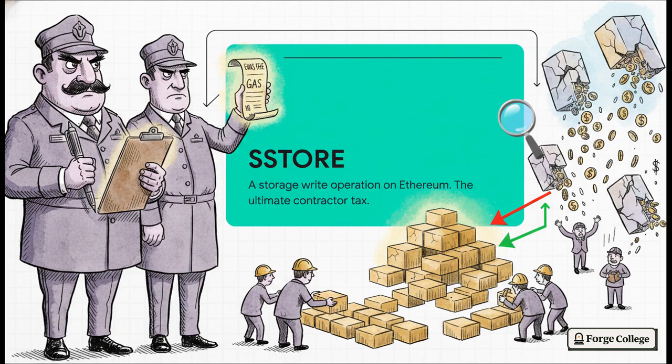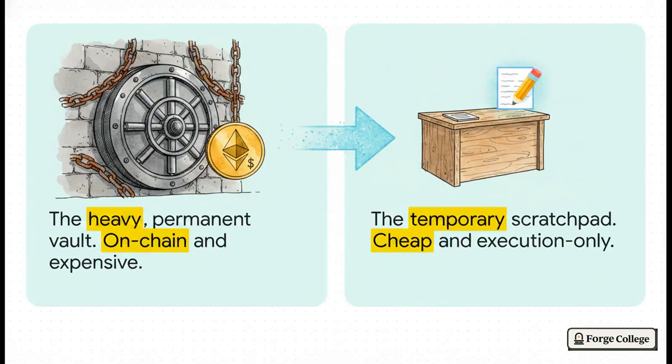If you've got sloppy state architecture, your users are going to end up paying through the nose in gas fees. So, our primary goal here is to appease these inspectors by being as incredibly efficient as possible. So how exactly do we do that? By deeply understanding storage versus memory.